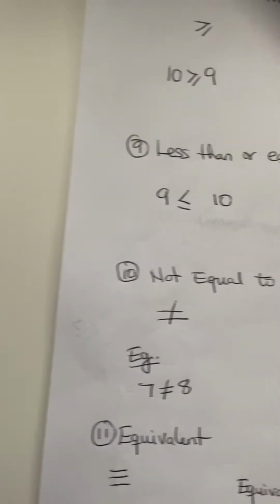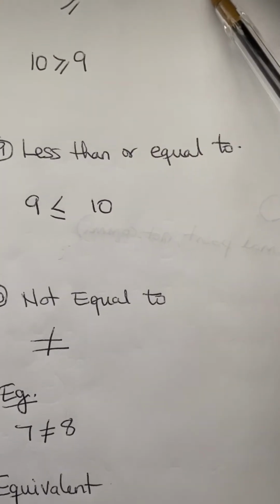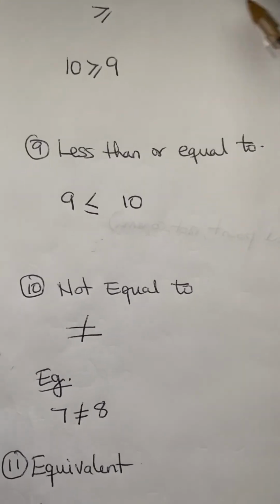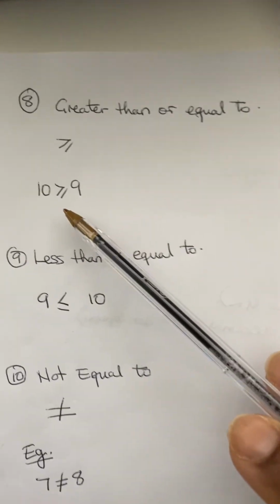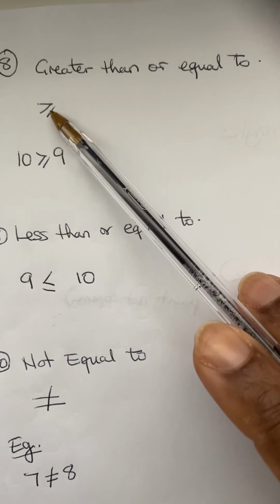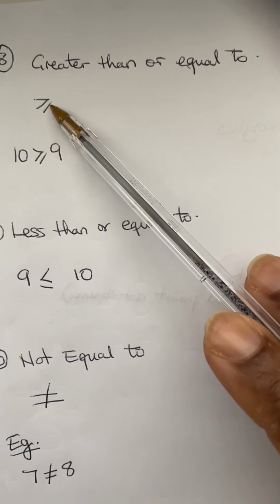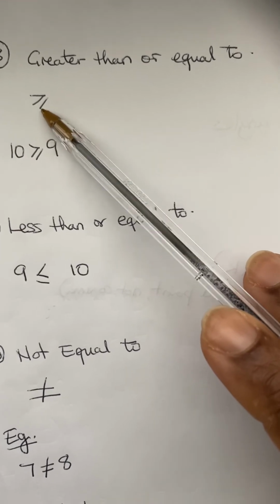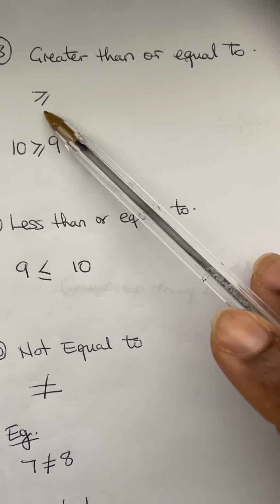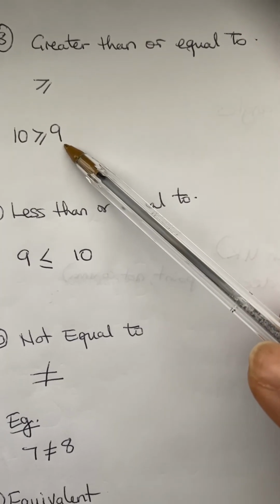The next one we want to have a look at is number 8, greater than or equal to. The only difference from what we've seen is it has this sign here. So you have a greater than or equal to. So it's two signs joined together. So 10 is greater than or equal to 9.